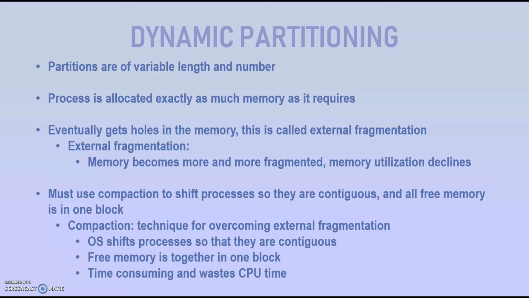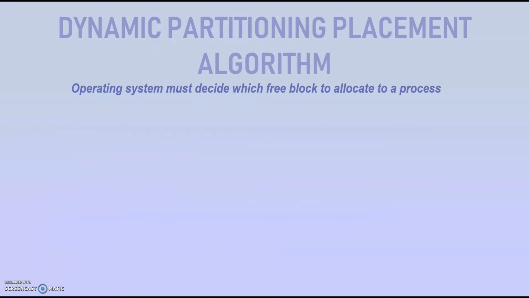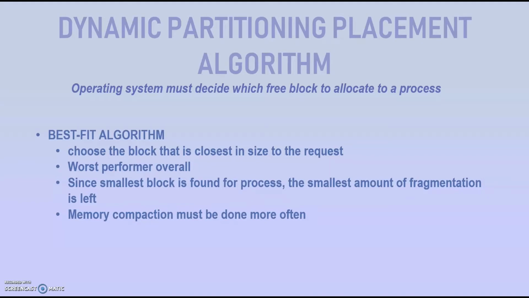In order to overcome these problems, the operating system must decide which free block to allocate to a process. That's where the dynamic partitioning placement algorithm is practiced. For the first technique, the best fit algorithm will choose the block that is closest to the size of the request. However, it's the worst performer overall because it consumes a lot of time searching the whole memory for the requested block. Since the smallest block is found for a process, the smallest amount of fragmentation is left. Therefore, memory compaction must be practiced more often.